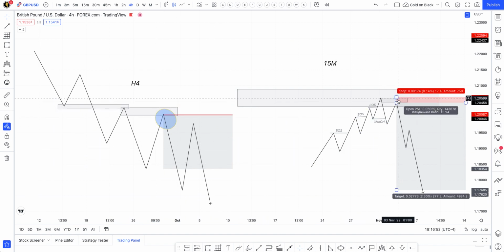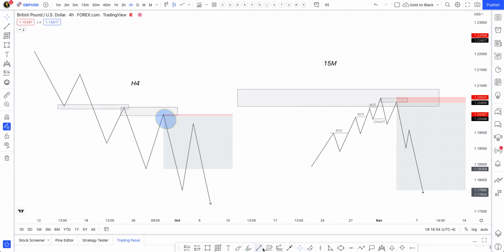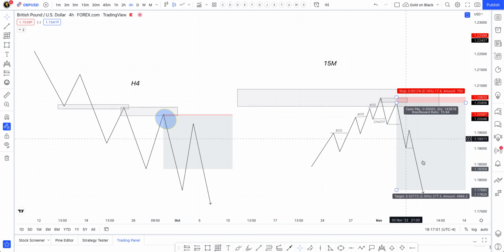After the entry, the price is breaking structures to the downside, now you have a BOS and then you have another BOS, right? It's your job to do whatever you want here. You want to take partial profits, you want to move the stops to break even.